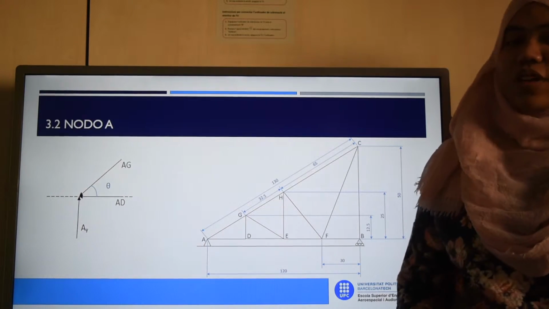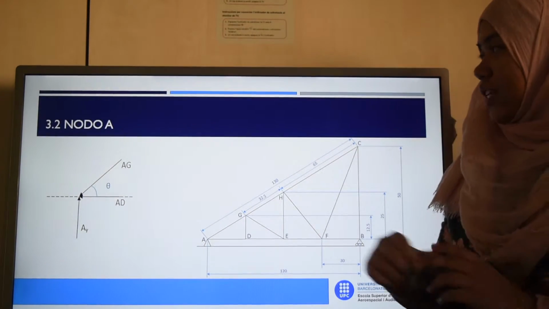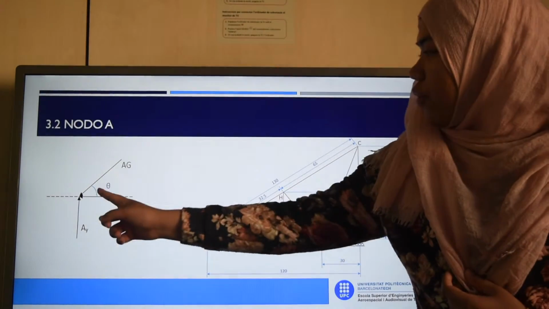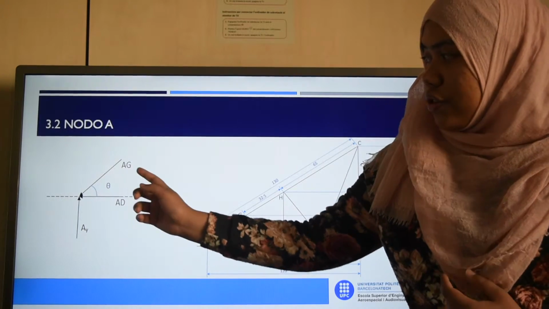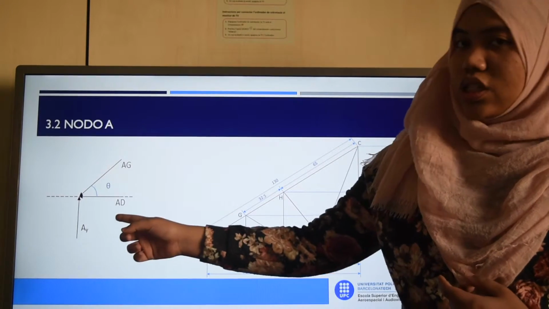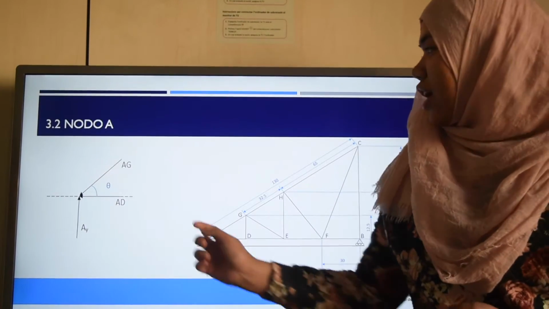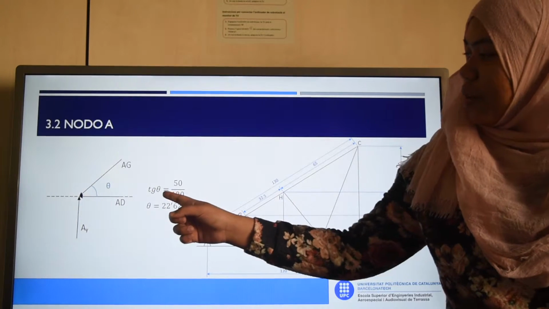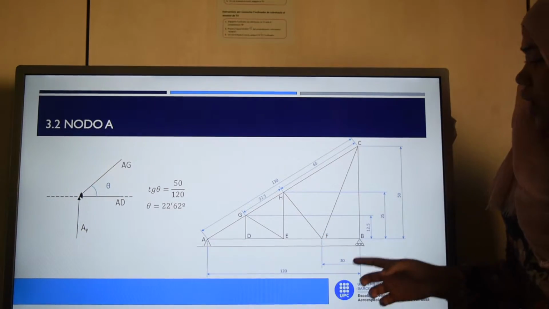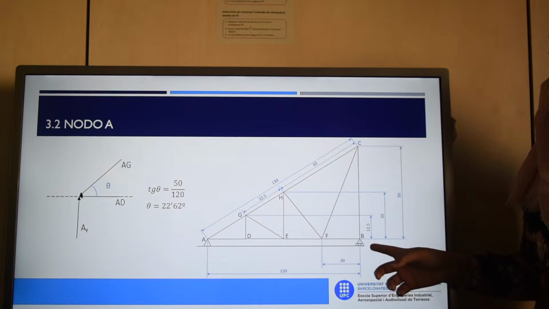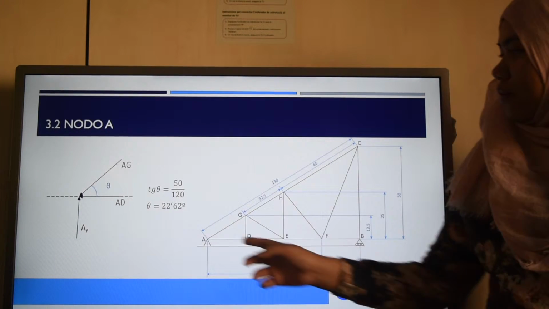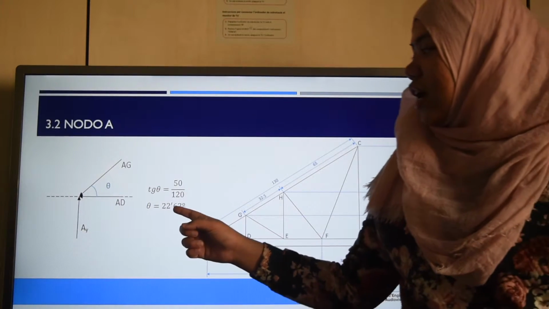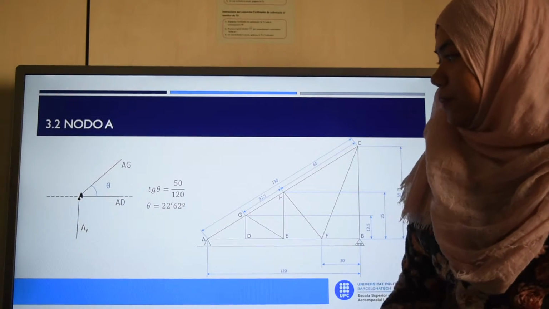Since we are using the method of nodes, the first node is going to be node A. There are 3 forces acting on the node. We are assuming the forces are going inward, which is a compression force. To find the angle theta, since we already know the lengths of C to B and A to B, we can use tangent theta equals 50 over 120, and the value is 22.62.